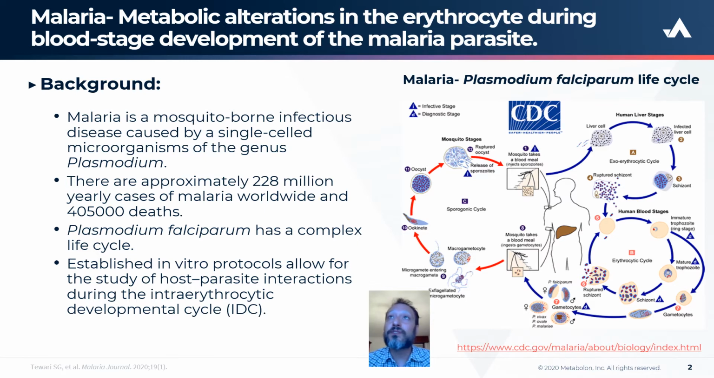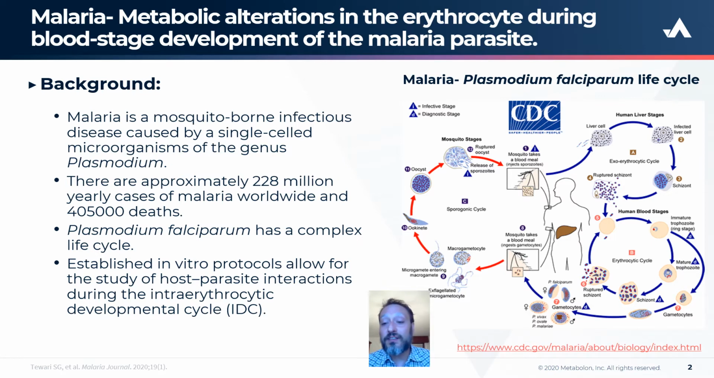In fact, according to the World Health Organization, in 2018 alone, there were about 228 million cases of malaria worldwide and approximately 405,000 deaths. Now, a number of drugs have been developed to treat Plasmodium infection. However, the parasites have evolved resistance to many of these drugs.